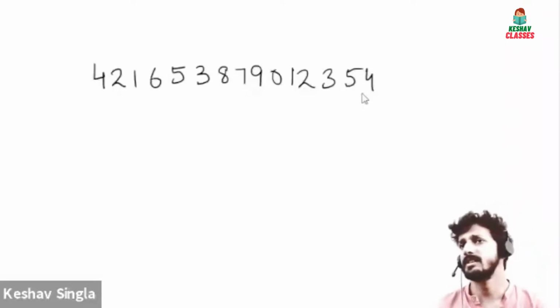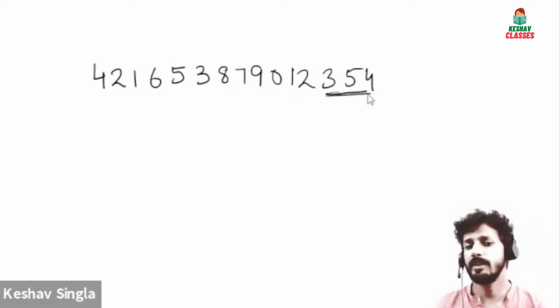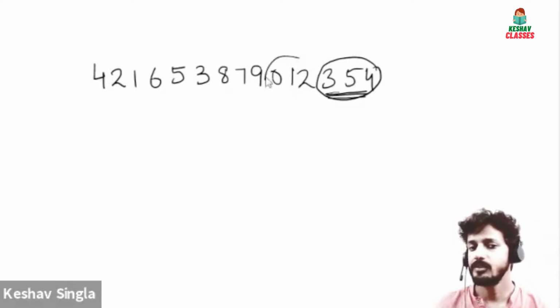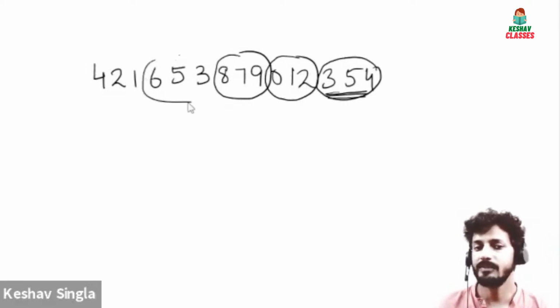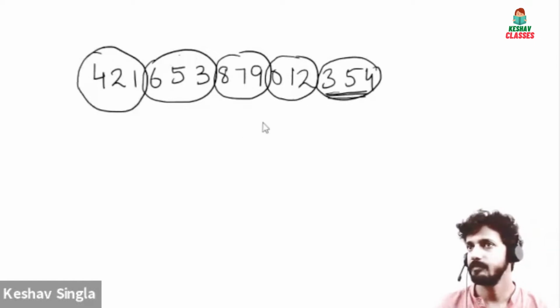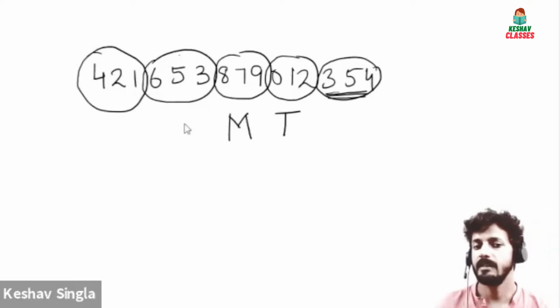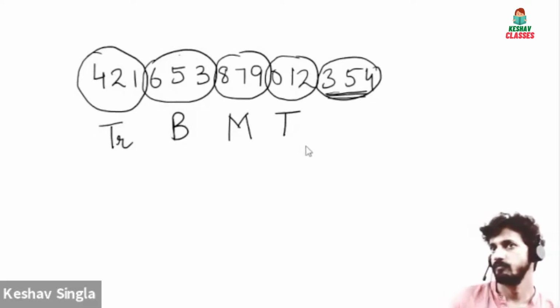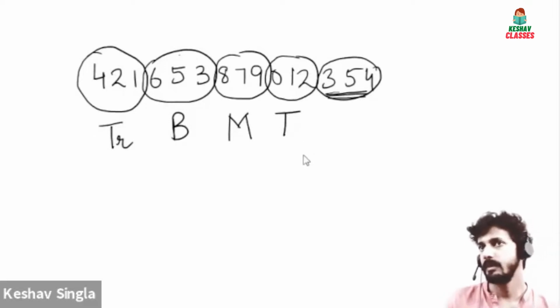354. Absolutely correct. So how you do this is you start from the right hand side. This is 354 at the end, 12,000, 879 million, 653 billion, and 421 trillion. This is thousand, this is million, this is billion, this is trillion. Okay. Can you tell me what this number is?